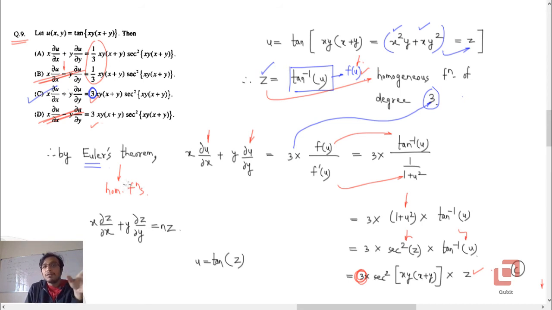So what can we learn from this question? We learn that just knowing the techniques of partial differentiation is not enough. You will get the answer, but that is going to take you a lot of time. If you know Euler's theorem, you can just write the deduction and get the answer. And by even deciding that the degree is 3, you can select the option appropriately. So question 9, option C.